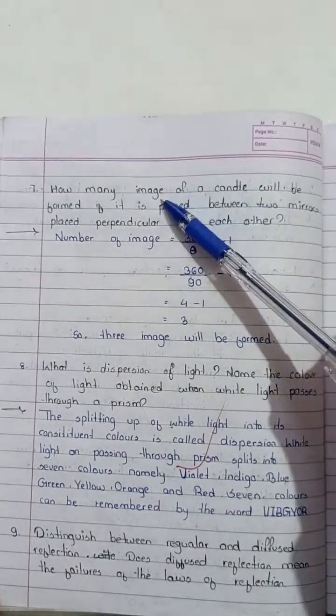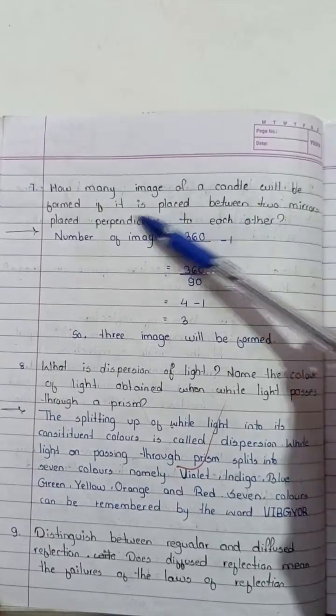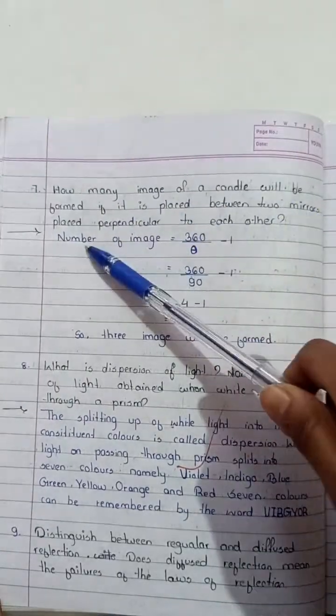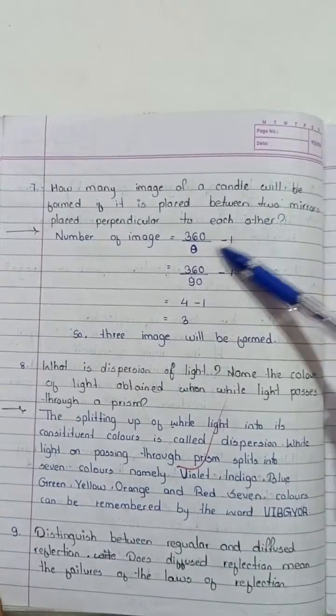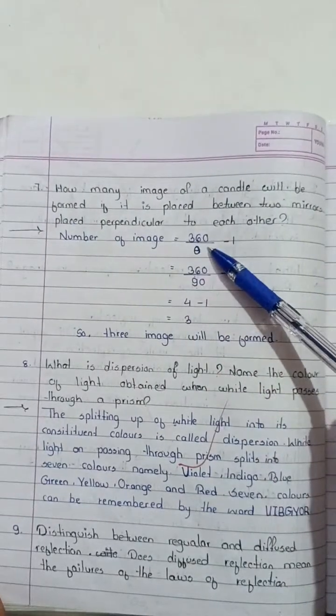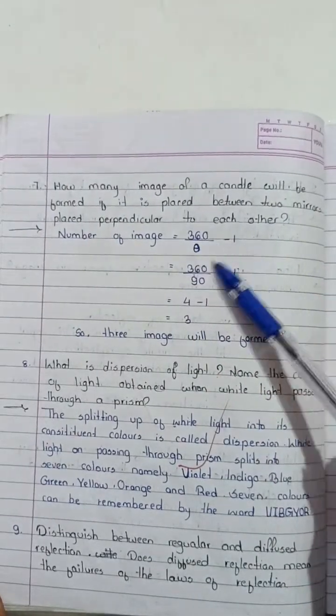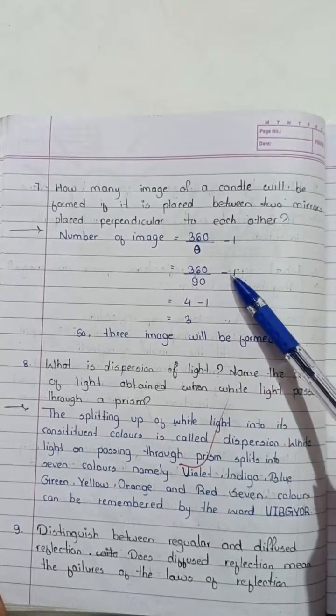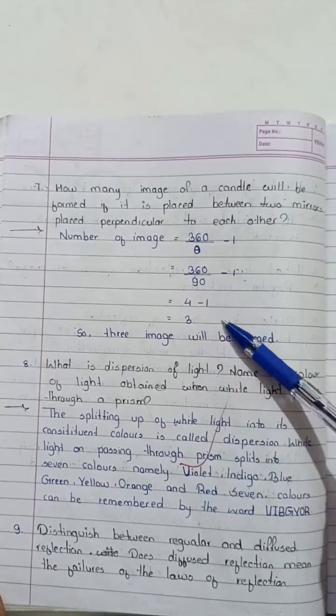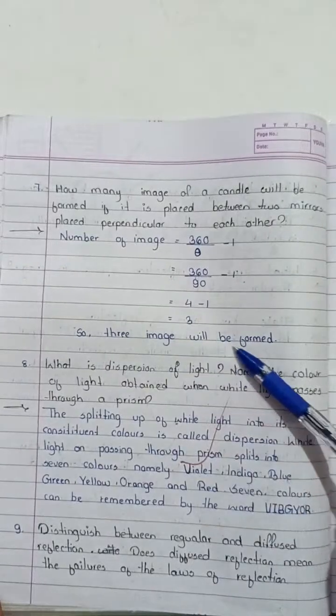Seventh, how many images of the candle will be formed if the candle is placed between two mirrors placed perpendicular to each other? Number of images is 360 upon theta minus 1, which is equal to 360 upon 90 minus 1, is equal to 4 minus 1, is equal to 3. So 3 images will be formed.